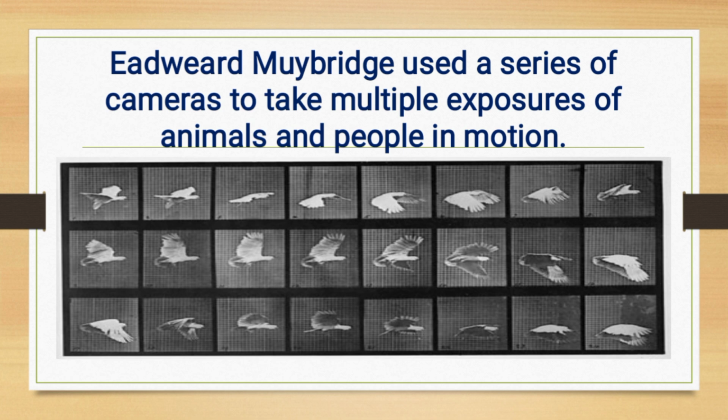This work was done by Eadweard Muybridge. He used a series of cameras to take multiple exposures of animals and people in motion. So we can see different pictures which explain all this.